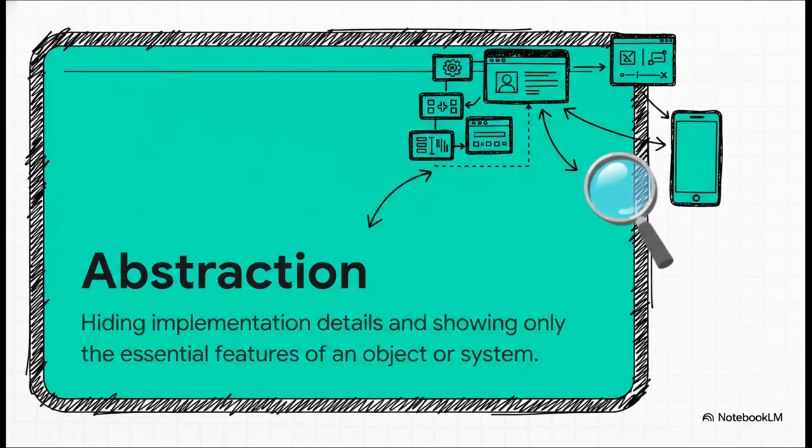And here's the more official, textbooky definition. Abstraction is simply the practice of hiding all the messy, complicated stuff, the implementation details, and only showing the essential features to the outside world. It's all about creating a simple, clean interface for a complex system.